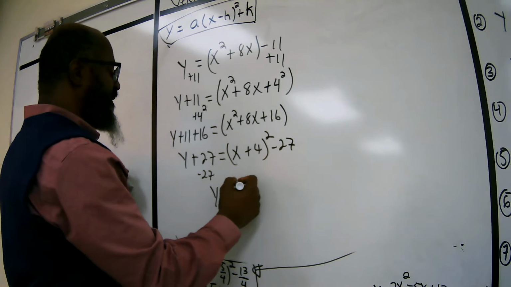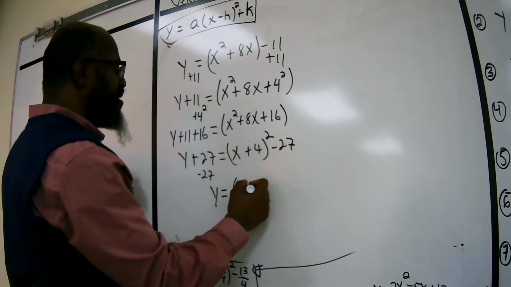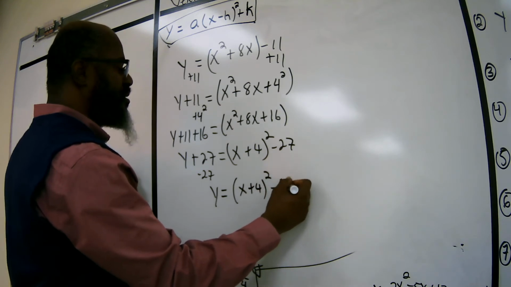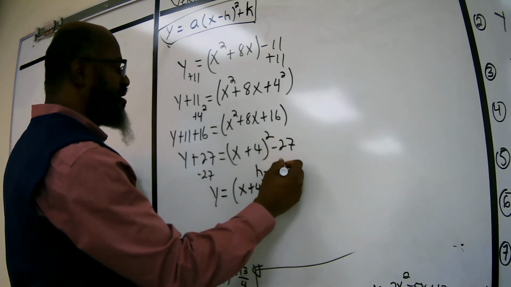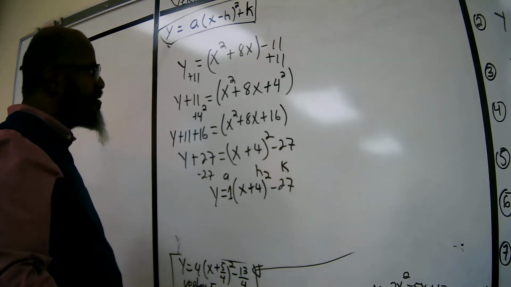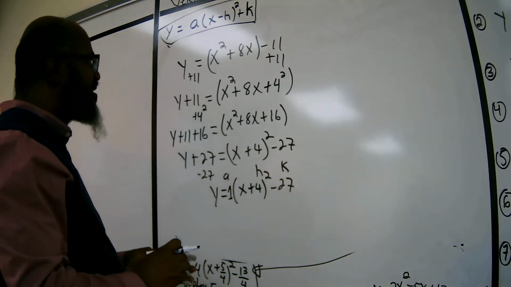That's an easy one. Since a is 1, it's not that difficult. This is h, this is k, and a is an invisible 1. You don't need to put that. So let's recap. Let's go to the baby step.